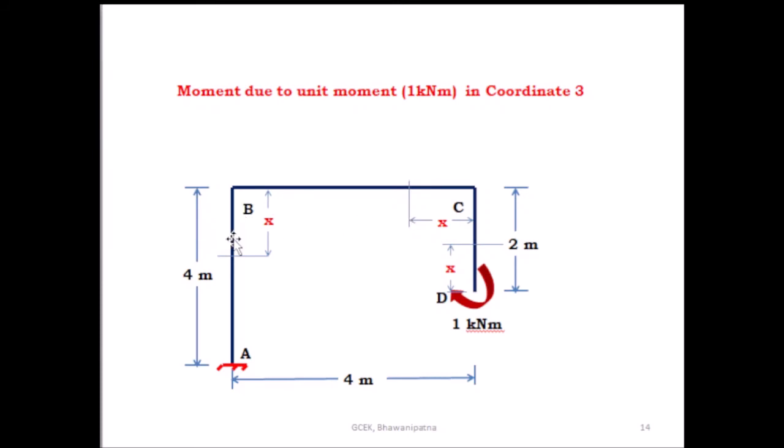Similarly, take a section at a distance x from B. So what is the moment here? Here also the moment is 1 kilonewton meter. So in span CD, this is 1 kilonewton meter at any section, and in span BC, the moment is 1 kilonewton meter, and in span AB, the moment is 1 kilonewton meter.